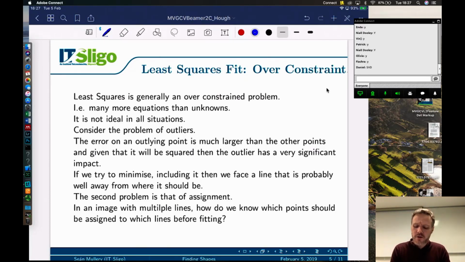So the least squares idea is where we have an over-constrained problem, basically where we have more points and more equations than unknowns. So we have n equations, but we only have 2 unknowns, for example, in this case. And of course, this could also be the case for any other sort of geometrical shape that we could write an equation for. We could come up with some sort of quadratic equation, or maybe a sine wave, and we're trying to find something that's going to fit it, okay? So least squares is generally an over-constrained problem, i.e. many more equations than unknowns.